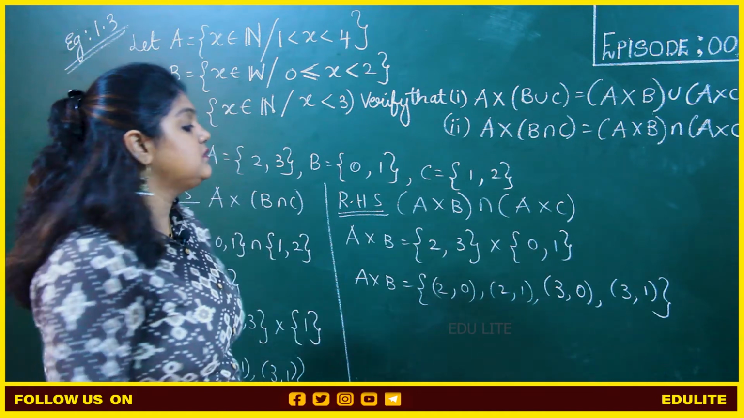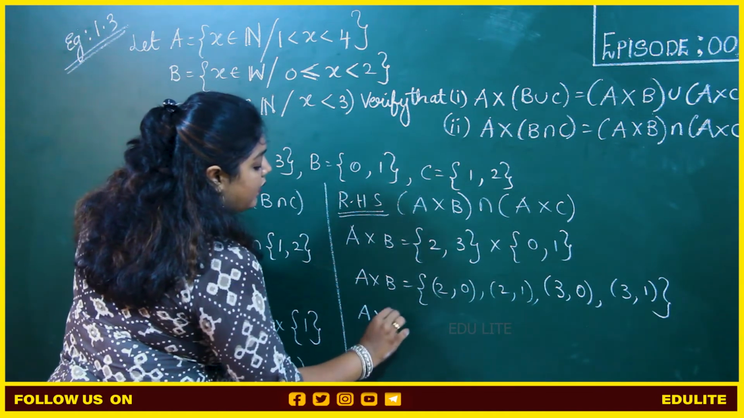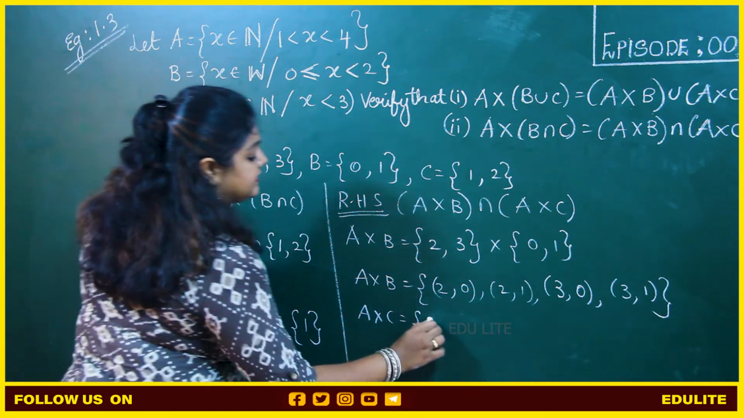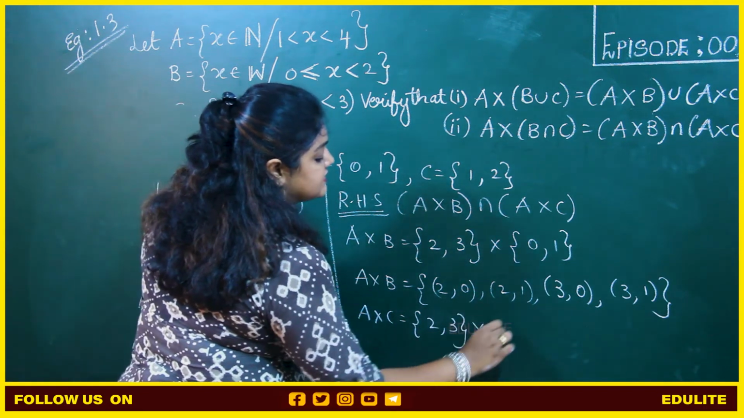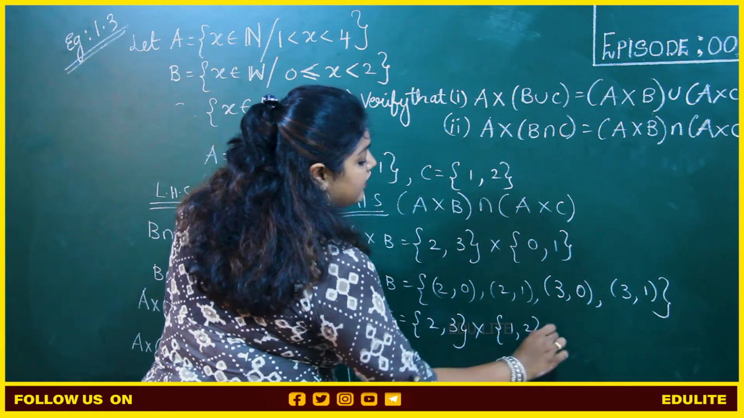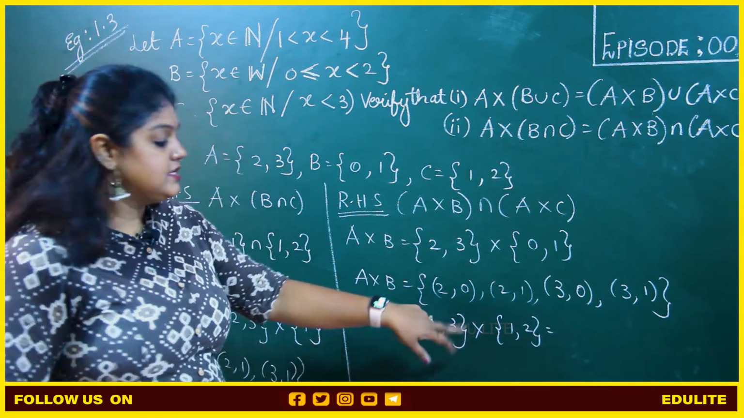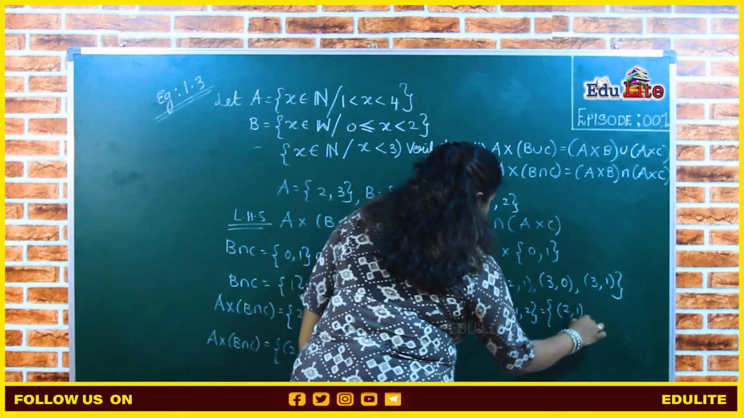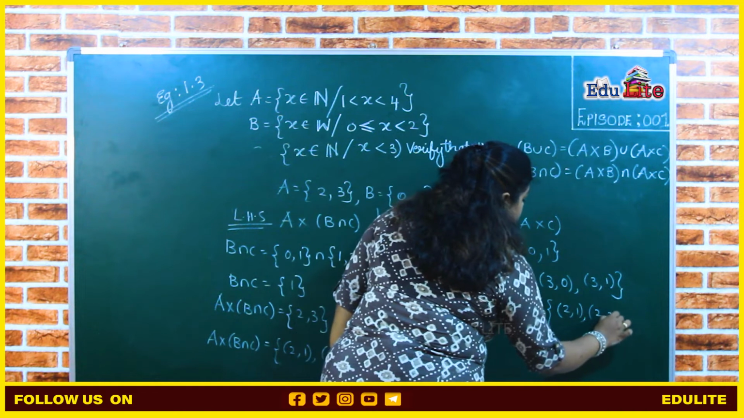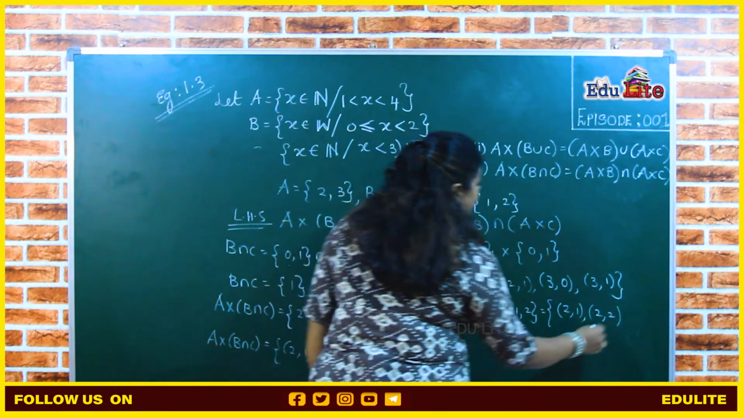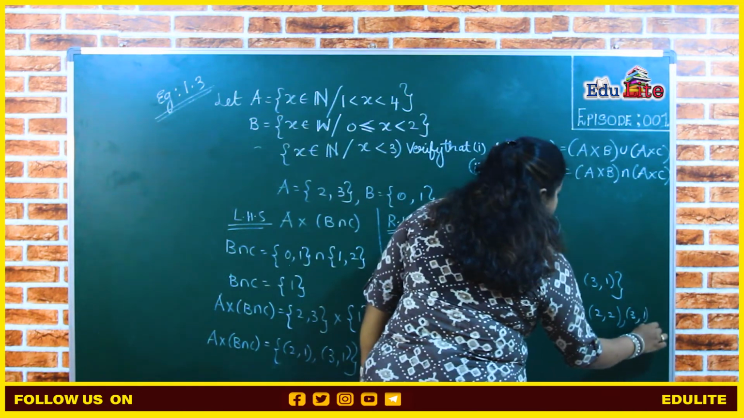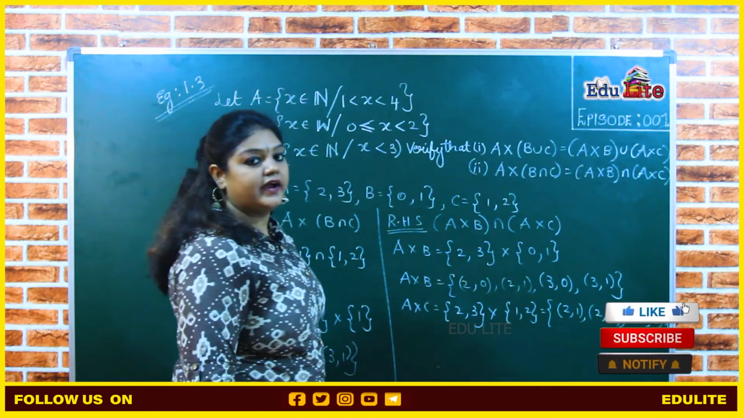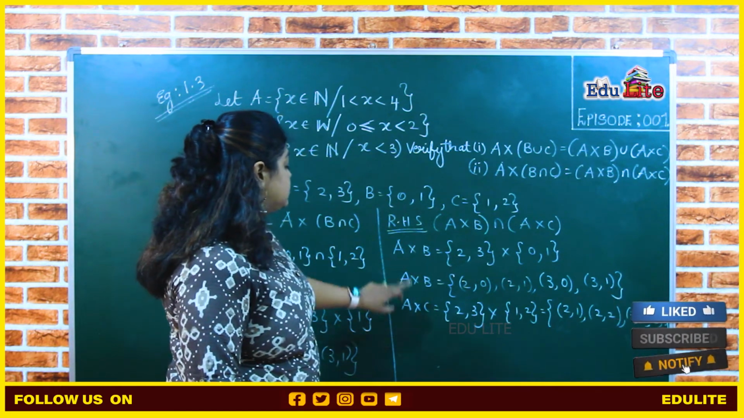Next we will find A cross C. What is A cross C? The cross product between the sets A and C. A set is {2, 3} cross C set is {1, 2}. We have to write the set of all ordered pairs for these two sets. How will we write? (2, 1), (2, 2), (3, 1), (3, 2). Next, we have to find the intersection of A cross B and A cross C.